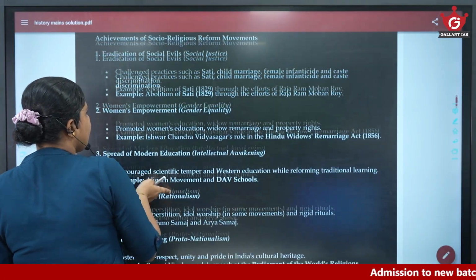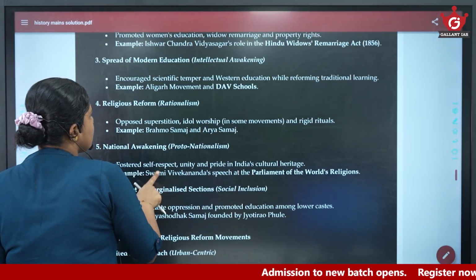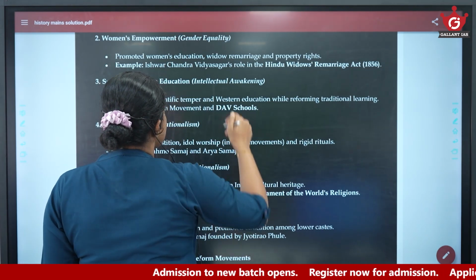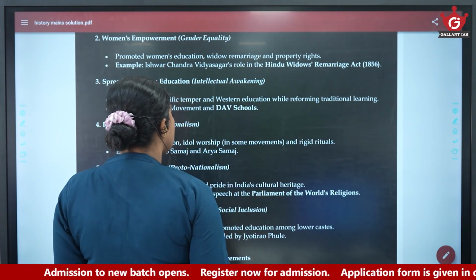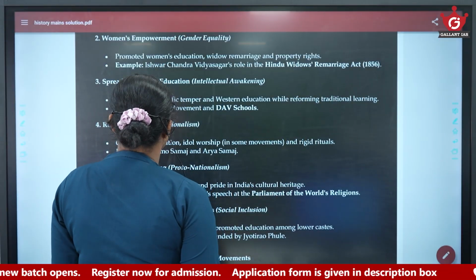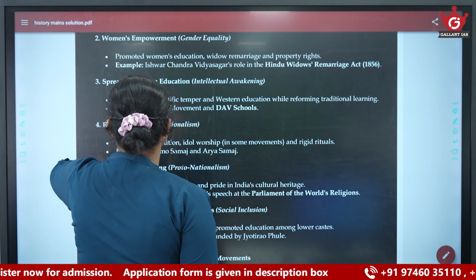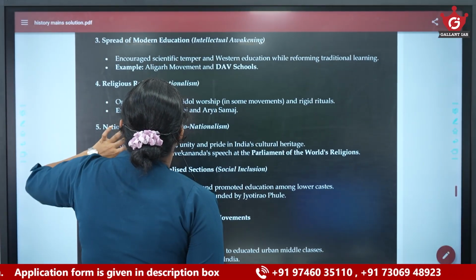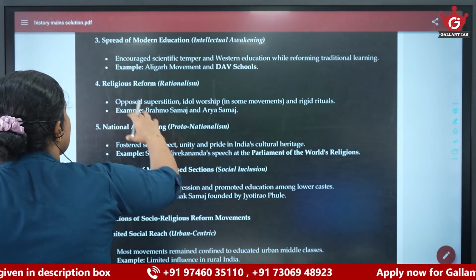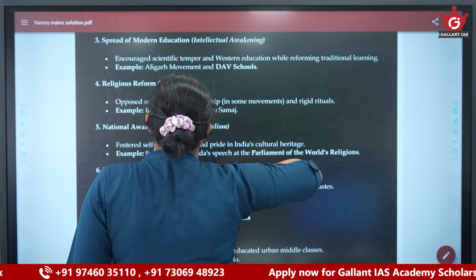You can talk about women empowerment. You can mention Ishwar Chandra Vidyasagar, women's education, widow remarriage, etc. You can even mention the Hindu Widow Remarriage Act. You can mention the spread of modern education, that is the intellectual awakening. You can mention the Aligarh movement and DAV schools.